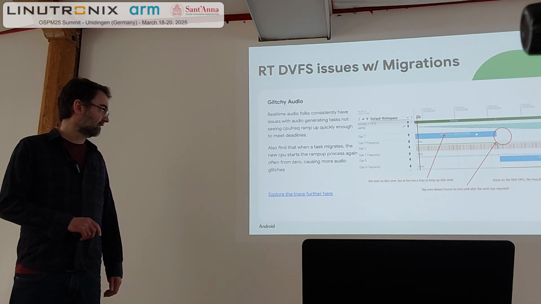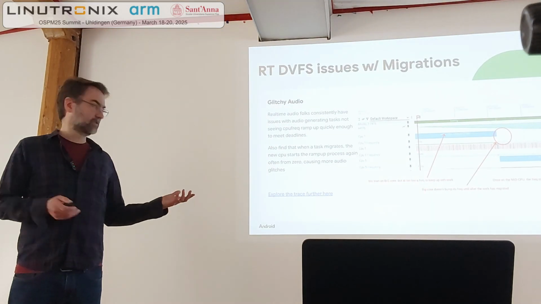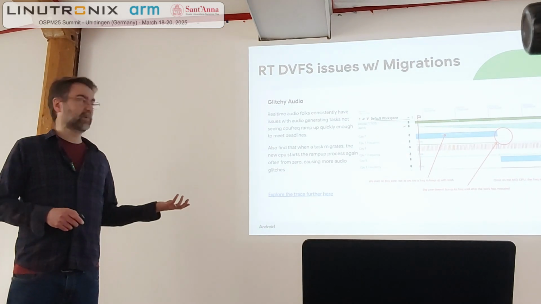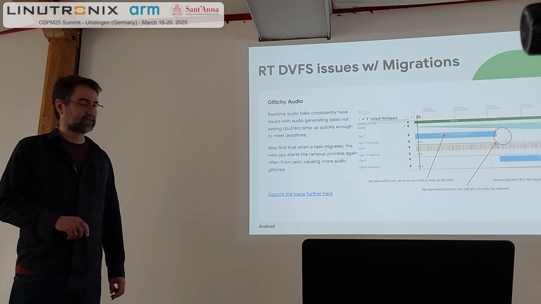Now, the wild part is that this task is an RT task. It's been on CPU 7, which is one of the big CPUs. And so this should be ideal, placement-wise. But the CPU frequency just stays too low for this entire period of time, which is about 100 milliseconds.